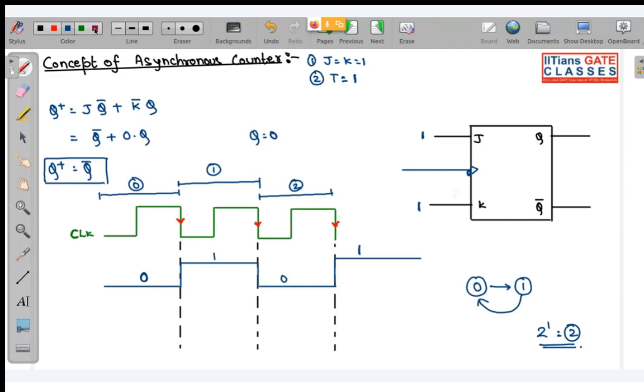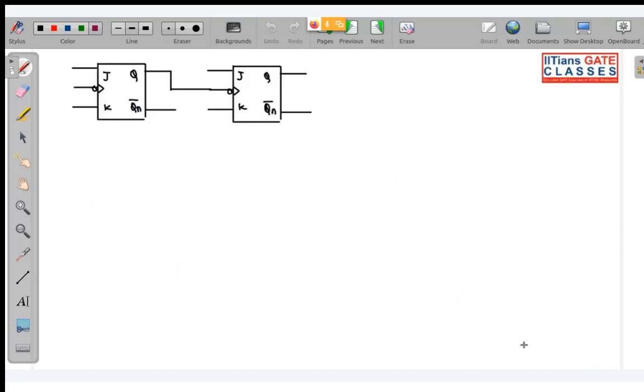Now, this output was taken from Q. If you had taken output from Q complement, then it would have been like this. It will be 1 0 1 0, just the opposite of this one. If you had taken output from Q complement, then it will be 1, 0, then again back to 1. So 1 0 1 0 like this. Okay, fine.